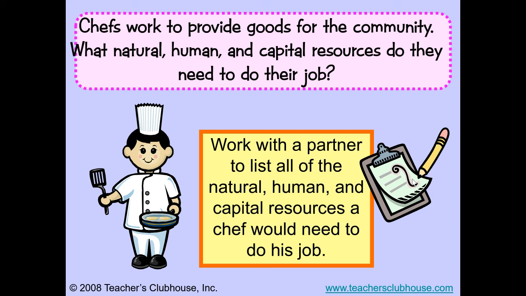All right, so I hope that you had your list made for the chef. Did you come up with a natural resource? A chef might use water, like the firefighter, but he also might use things like eggs, which are a natural resource, or strawberries like we saw. The human resource would be the chef himself, and capital resource would be things like maybe the spatula he is holding, or the frying pan, or the stove. All three types of resources work together to help him do his job.